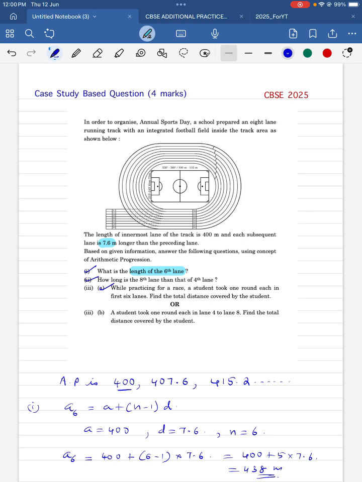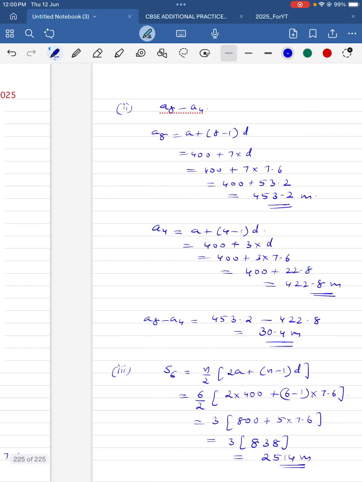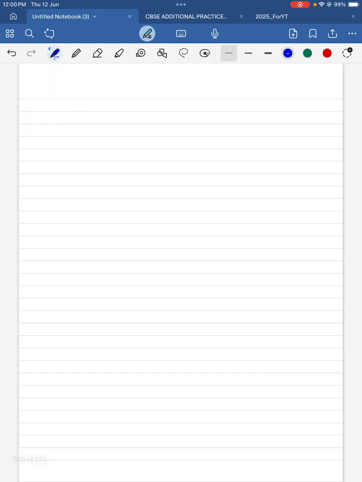Now there's one more part to the question. A student took one round each in lane 4 to lane 8. Find the total distance covered by the student. So third question, B part. Now the total distance covered would be from the 4th lane to the 8th lane, right?